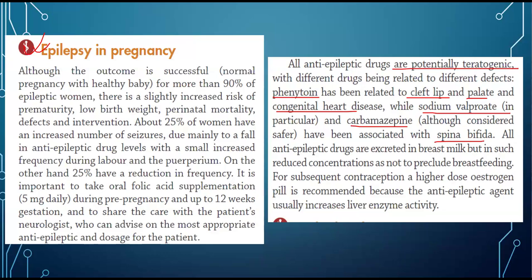For a patient who has known epilepsy, the first thing you advise them is to take a high dose of folic acid during pre-pregnancy and up to 12 weeks gestation. Every pregnant patient will take folic acid in the first trimester. This is the usual one which everyone takes in Australia, not iron, folic acid. The common dose of folic acid is just 0.5 milligram once a day, but for epileptic patients you will need to give them an increased dose, which is 5 milligram.